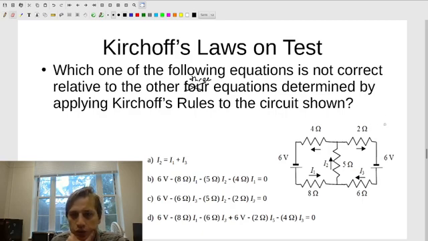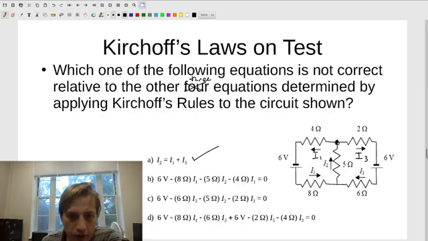So let's look. Is this a rule? I1 plus I3 equals I2. So here's I1, so this also has to be I1. Here's I3, so this is all the same. There's no branching. This must also be I3. So I2, that's the current going into this junction, equals I1 plus I3. Okay.